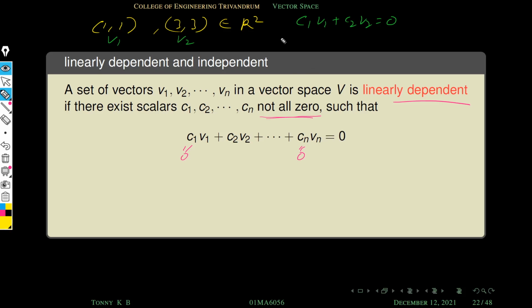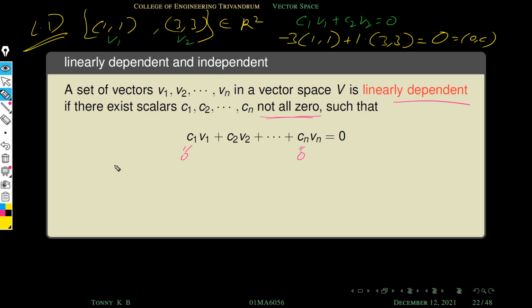Yes, there exist. Take minus 3 times v1, which is (1, 1), plus 1 times v2, which is (3, 3). It's clear that this sum is 0, meaning the zero vector in the vector space. In R2, our zero vector is (0, 0). So what is our conclusion? Not all ci's are 0; here c1 and c2 are both nonzero, which is fine. So this set {(1, 1), (3, 3)} is linearly dependent. You got it?